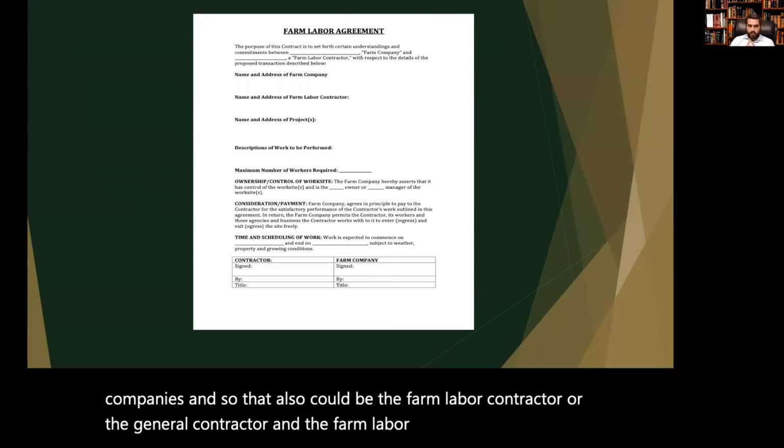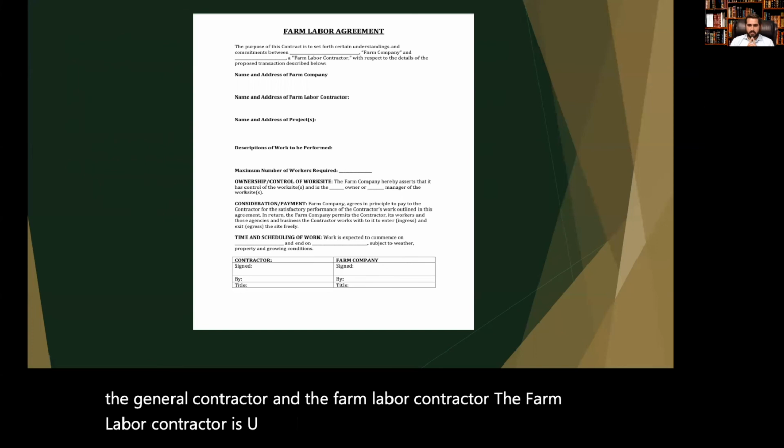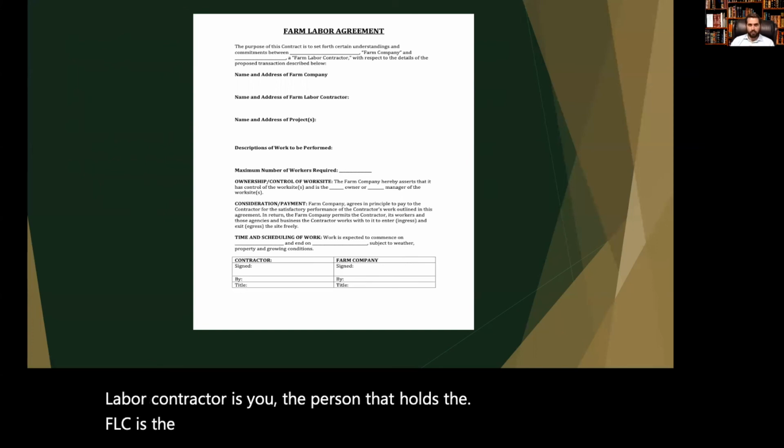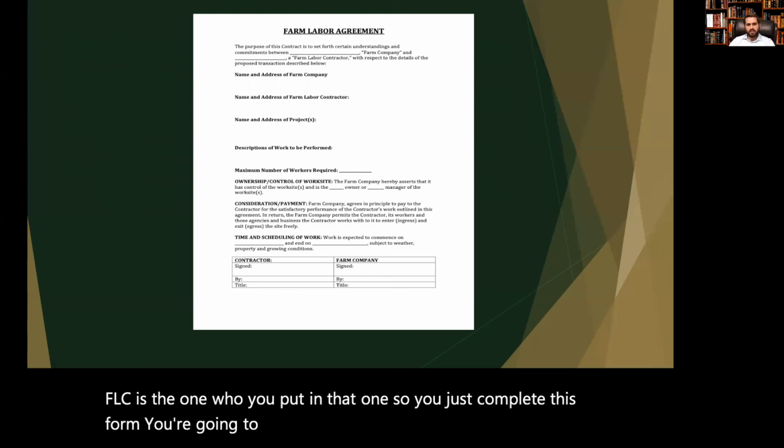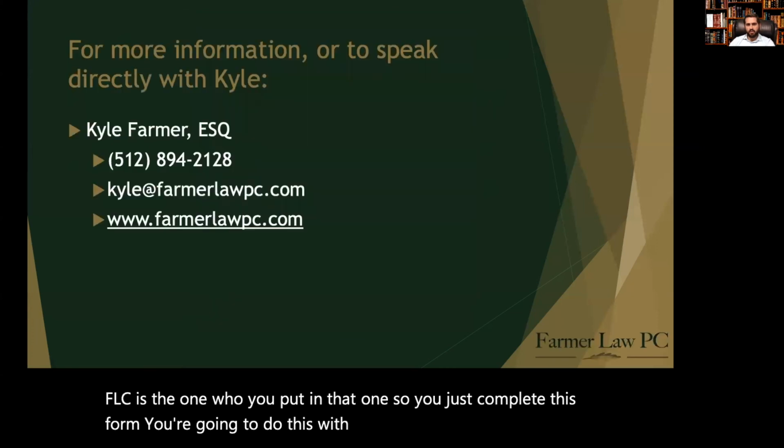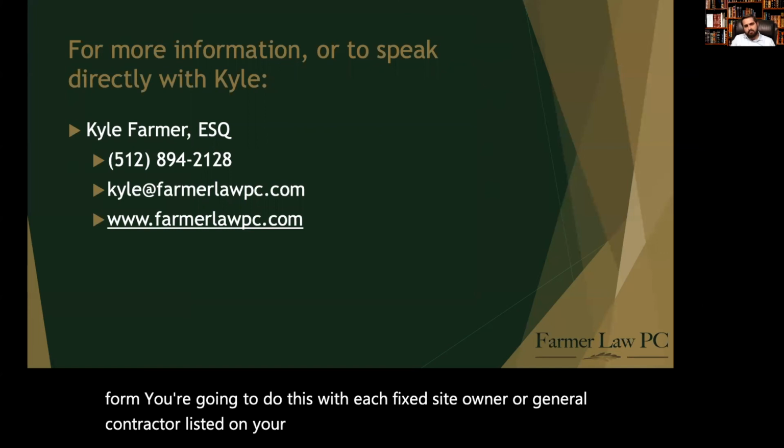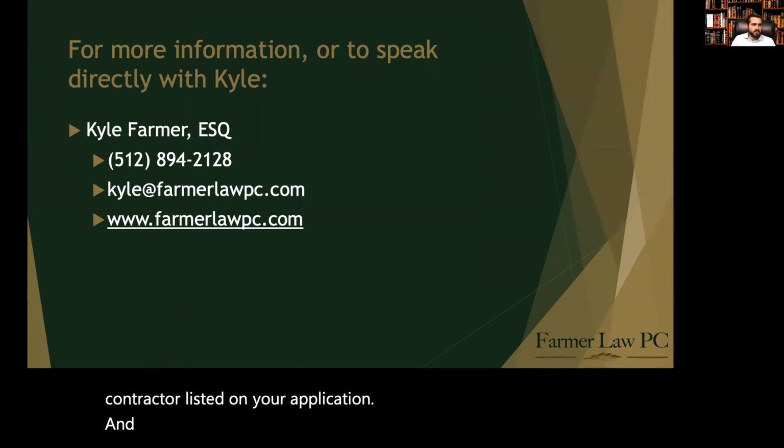The farm labor contractor is you, the person that holds the FLC, is the one who you put in that one. So you just complete this form. You're going to have to do this with each fixed site owner or general contractor listed on your application. And yeah, that's just the nature of it.